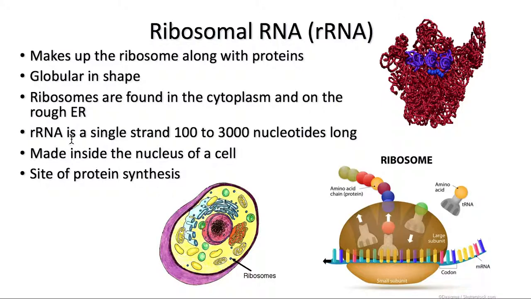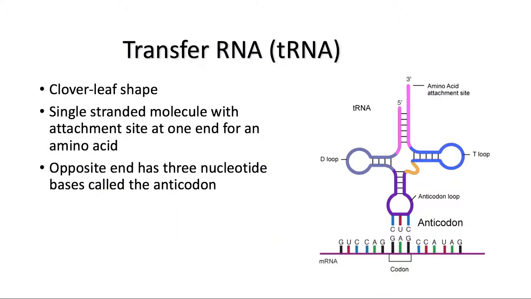Okay, so our RNA is a single strand. It's 100 to 3,000 nucleotides long, and it's made inside the nucleus of the cell. And the ribosome is where protein synthesis actually happens, so where we build the proteins. Okay. Now, transfer RNA is the last one. It has a clover leaf shape, like if you've seen a clover plant before, okay? And it's a single-stranded molecule with an attachment site at one end for an amino acid, right? So it's got an attachment site for an amino acid right here, okay?